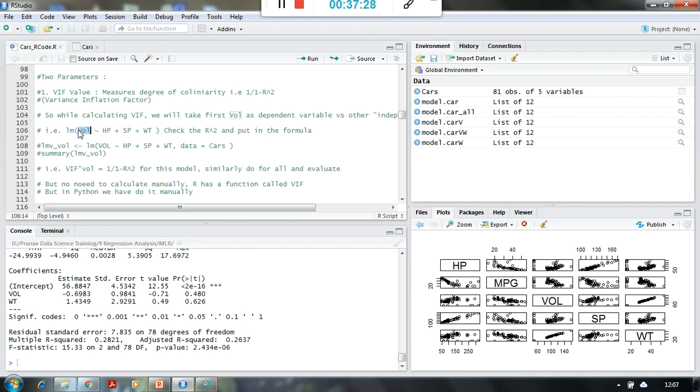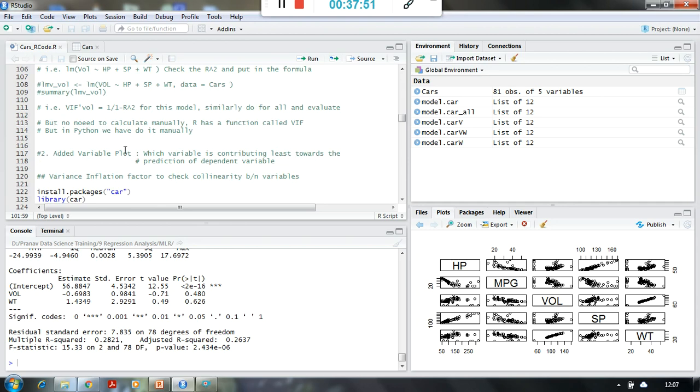Similarly, if I take HP, then volume, SP and weight will be input variables, and HP will be the output variable. Again, I will write a model. The model will give me the R square value. I am going to put it in this formula, and the value which I get from this calculation will be the VIF value for HP. Similarly, I will write 4 models and get the 4 VIF values.